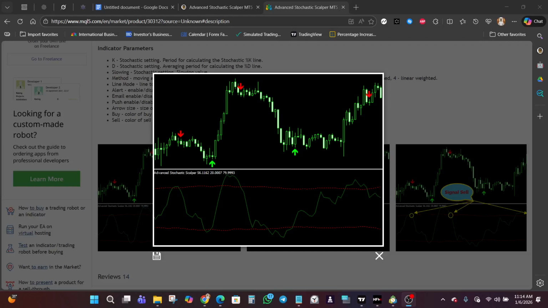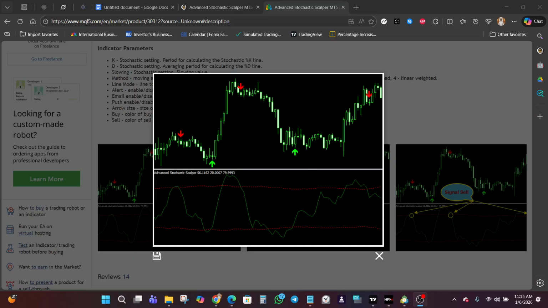Hello traders, in this video I'm going to be briefly showing you how to use the advanced stochastic scalper for MT5. Now as you can see, this indicator gives you precise buy and sell signals.